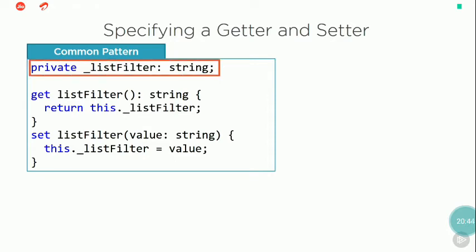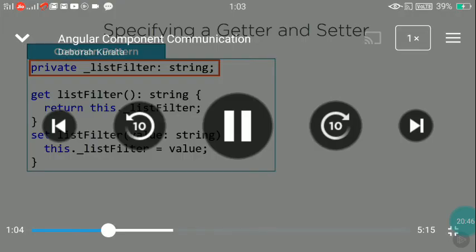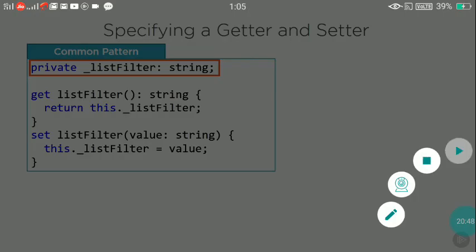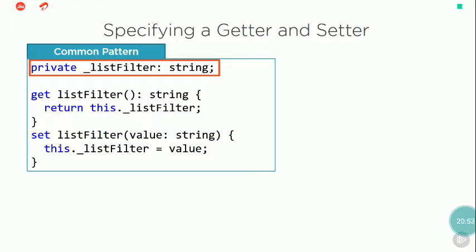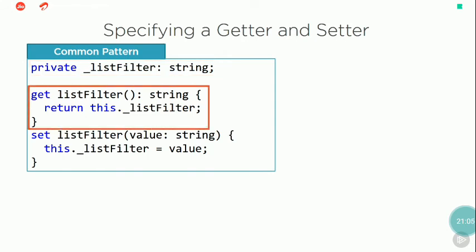We define a backing variable to hold the actual value, specifying the data type as appropriate for the property. This variable is private and therefore encapsulated within the component class. It should only be accessed using the getter or setter. Code in the getter returns the value of the backing variable. The getter is called anytime the template needs the value for binding.